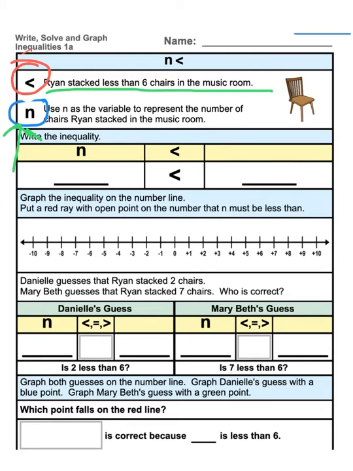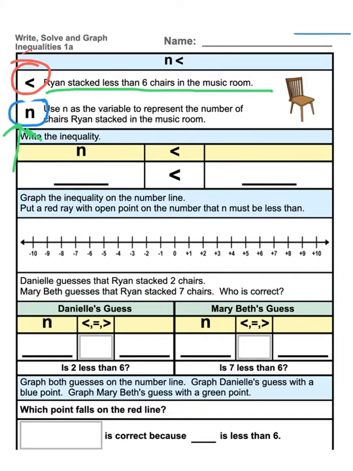And basically what a variable is, it's just a letter that we can use as a placeholder until we're able to solve for N. So in this case, we can just use N as an abbreviation for number, because number starts with N, and we're basically trying to find this number. So instead of writing out the word number, we're just going to use the letter N. So again, Ryan stacked less than 6 chairs in the music room. Use N as the variable to represent the number of chairs Ryan stacked in the music room.